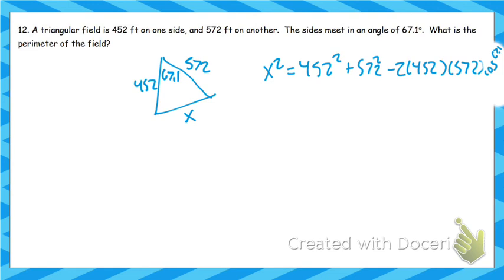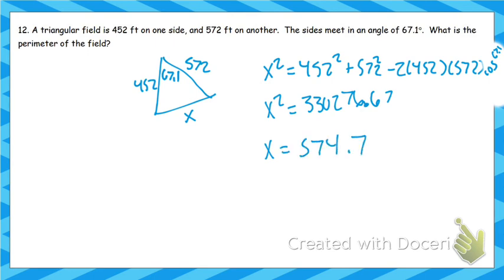times cosine of 67.1. That's what x squared is. And then we square root it. So that missing side is 574.7. Now again, remember, we want to answer the question that's asked. It asks for the perimeter. So add up all those sides together to get your final answer of 1,598.7 feet.